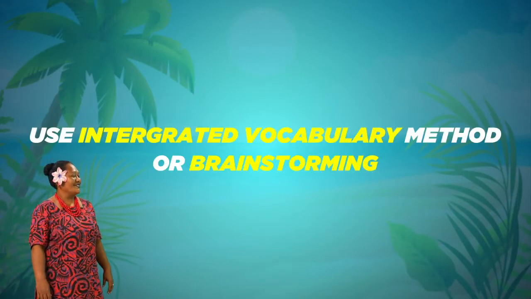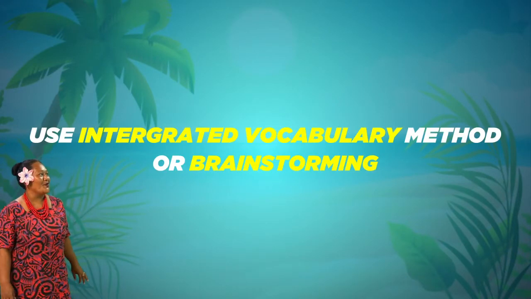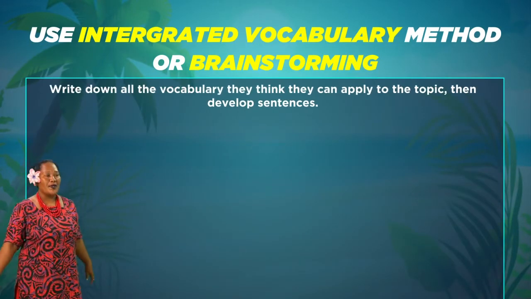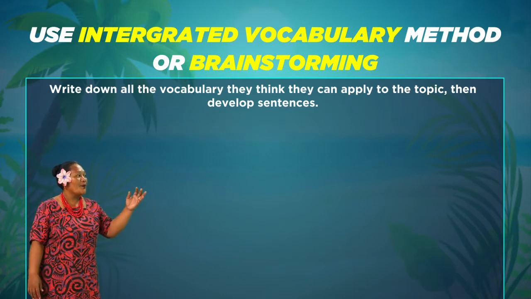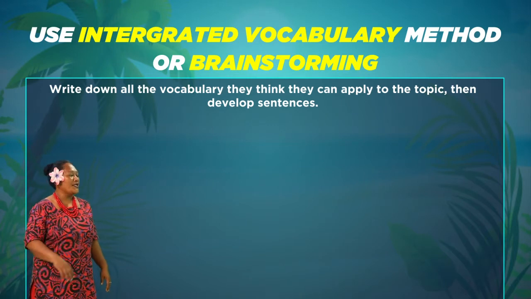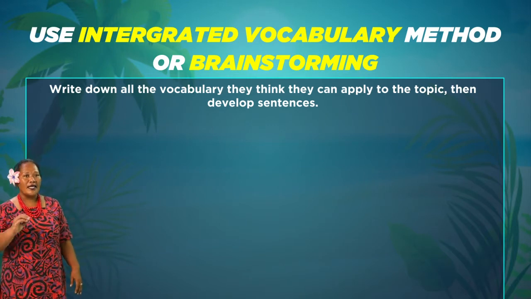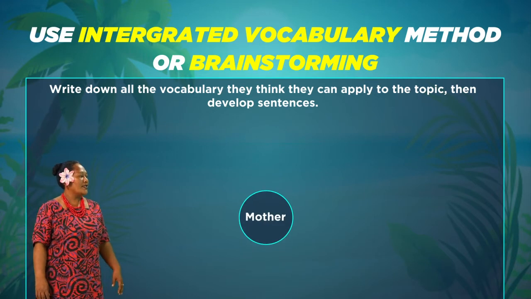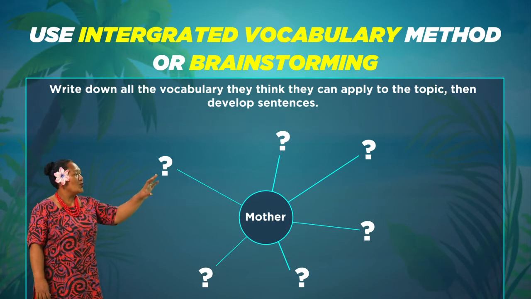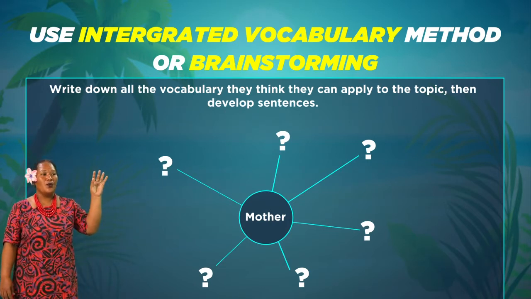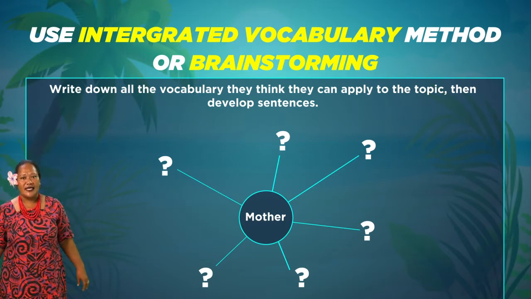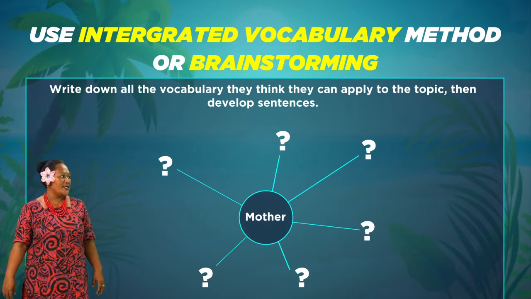Number 4, use the integrated vocabulary method or brainstorming. Write down all the vocabulary they think they can apply to the topic. Then develop sentences. After developing sentences, end up with creating a story. For example, the topic mother. Your students need to provide every adjective which can describe a mother. Then let them create their sentences and try to form an essay.